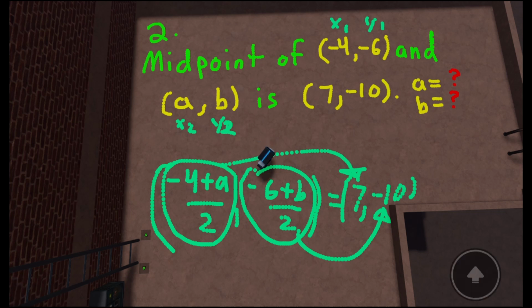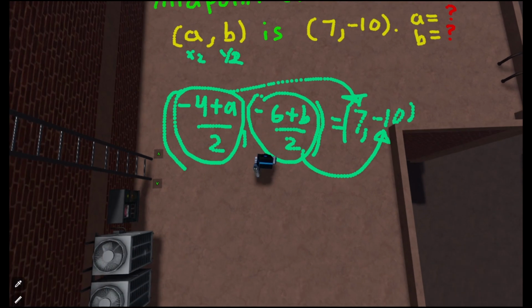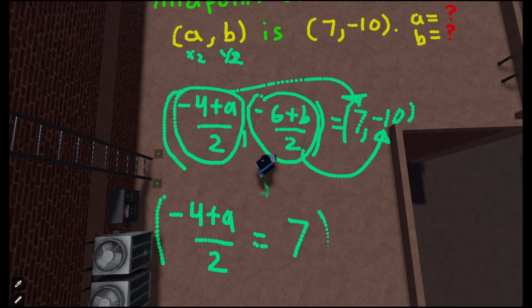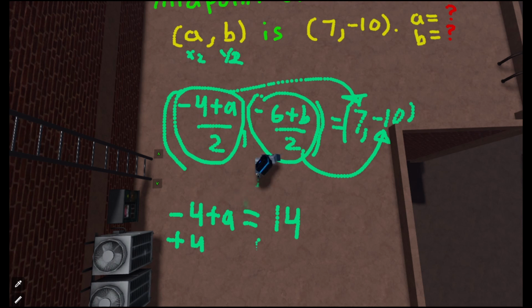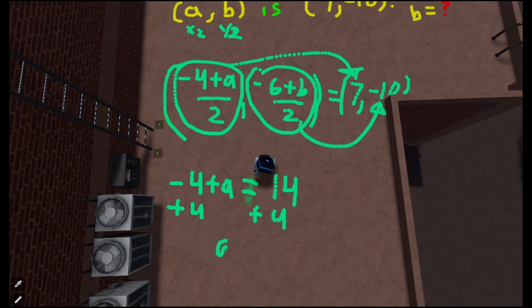Let's use the x-coordinates first. I first have minus 4 plus a over 2 is equal to 7. To solve, we'll just multiply both sides by 2 to eliminate the 2 in the denominator. If I do that, I'm going to have minus 4 plus a is equal to 7 times 2, which is 14. And then to solve for a, just add 4 to both sides. If you do that, you'll get that a is equal to 18.